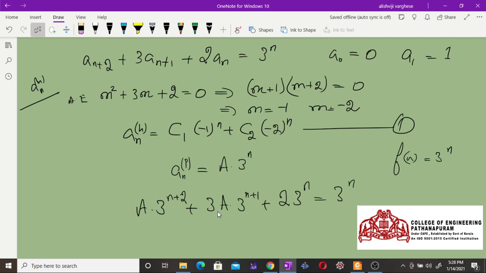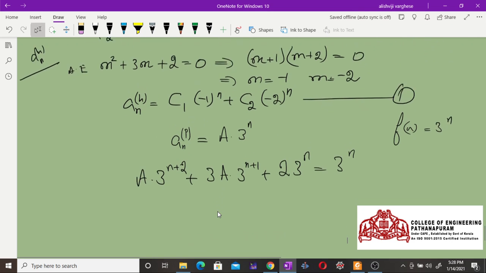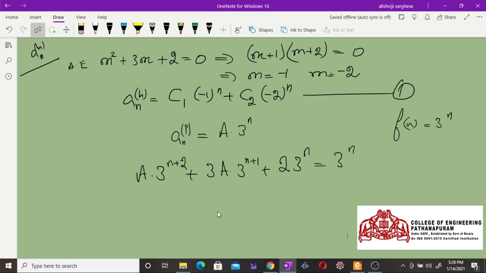So we can cancel off this 3 to the power n from both sides, and what remains is 3 square a plus 3a into 3, that is 9a, plus 2 is equal to 1. So 18a plus 2 is equal to 1, or 18a is equal to 1 minus 2, that is minus 1.